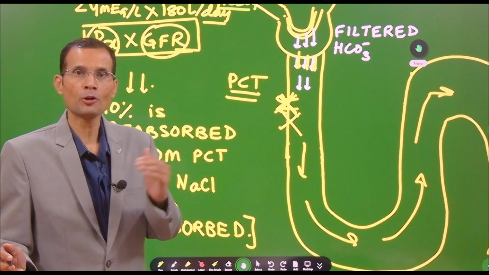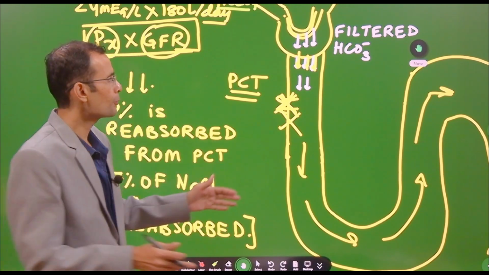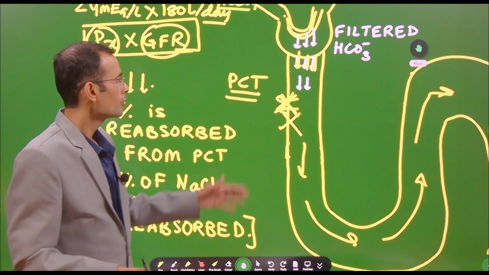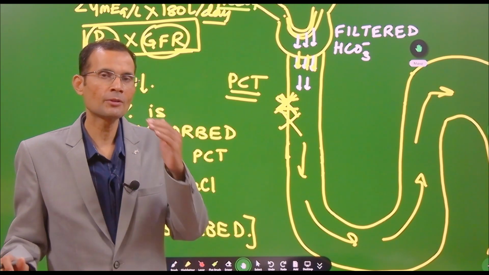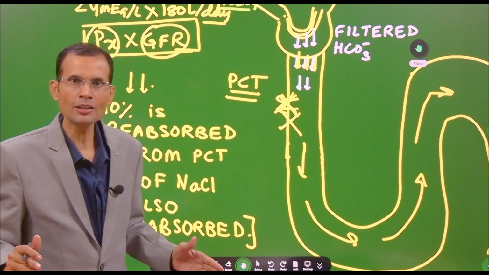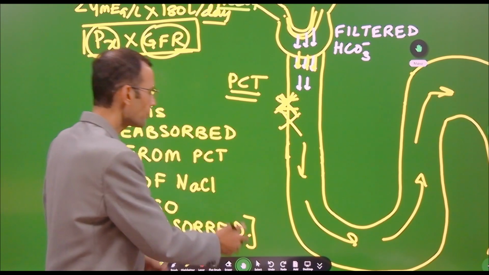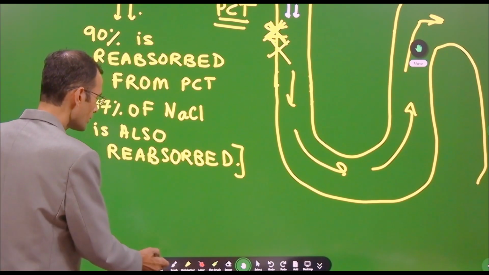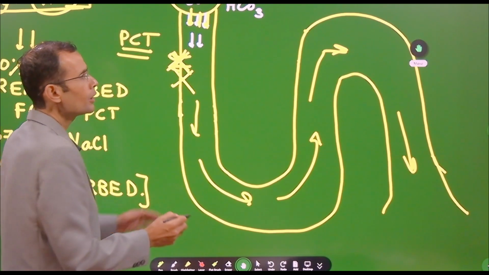67% of the sodium chloride reabsorption is taking place in the PCT. So we would have liked a drug which blocks the reabsorption of sodium chloride from the PCT, because it's a major chunk. But at present there is no such drug. What we have is the carbonic anhydrase inhibitors, which block the reabsorption of bicarbonate, or sodium bicarbonate, from the PCT. So that's the first point to be recognized, that sodium bicarbonate reabsorption will be stopped in the PCT.